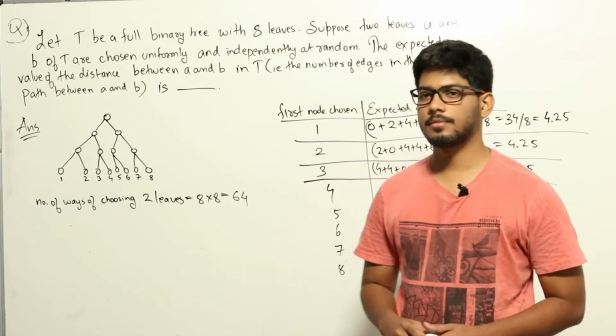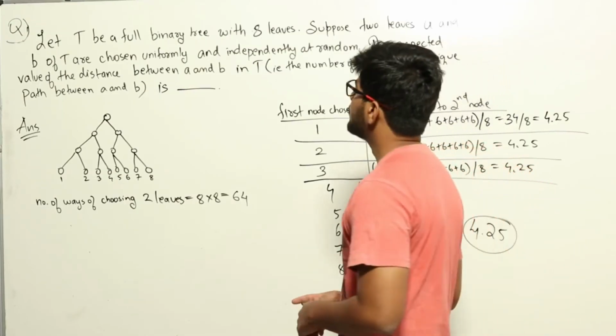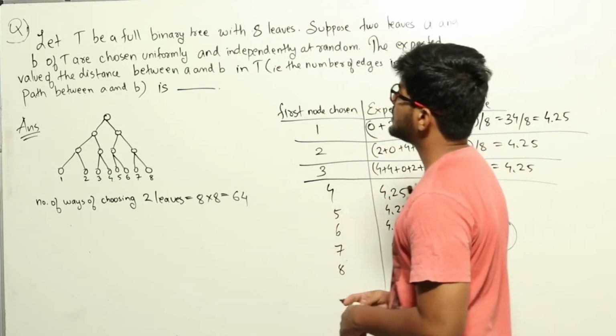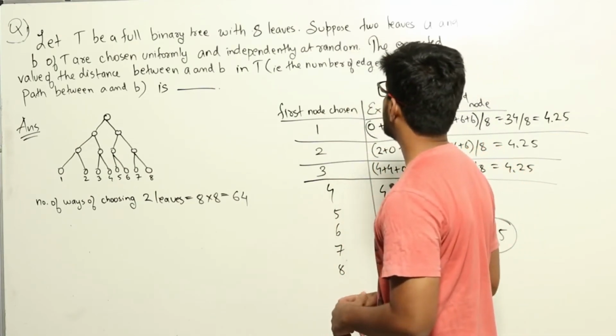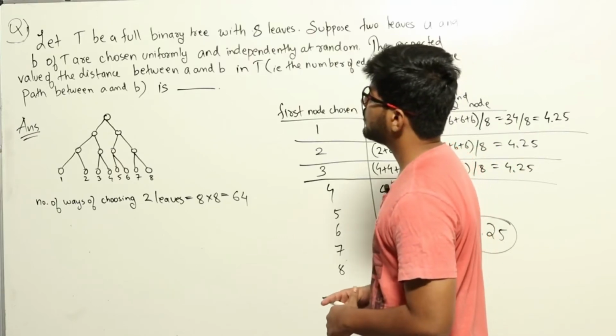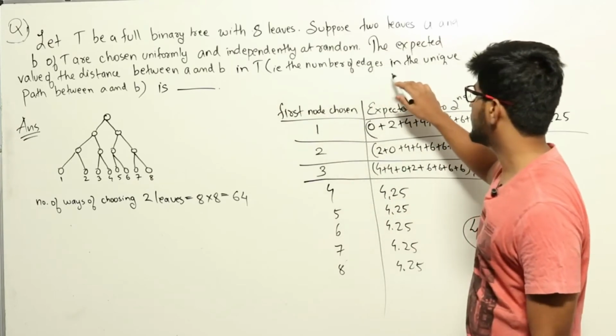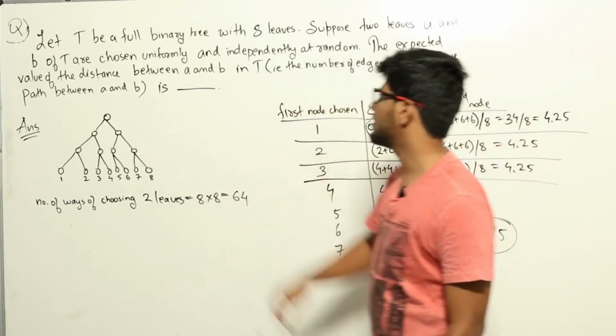Let T be a full binary tree with 8 leaves. Suppose two leaves A and B of T are chosen uniformly and independently at random. The expected value of the distance between A and B in T, i.e. the number of edges in the unique path between A and B, is dash.